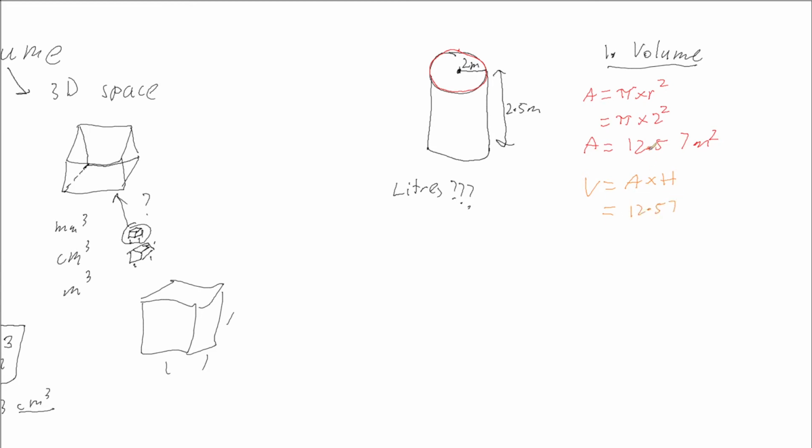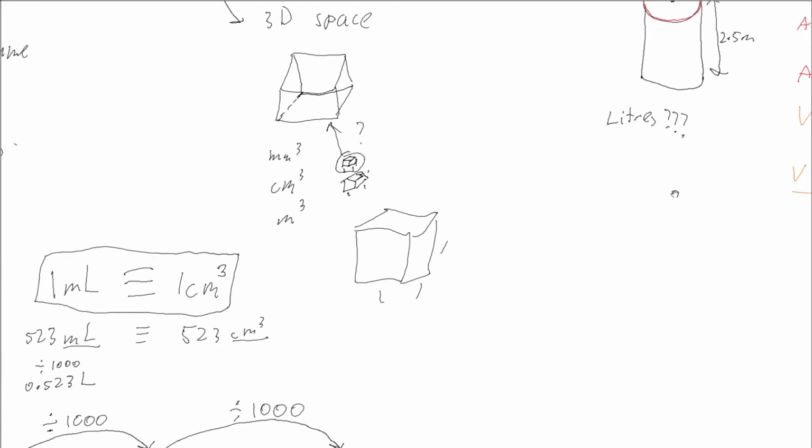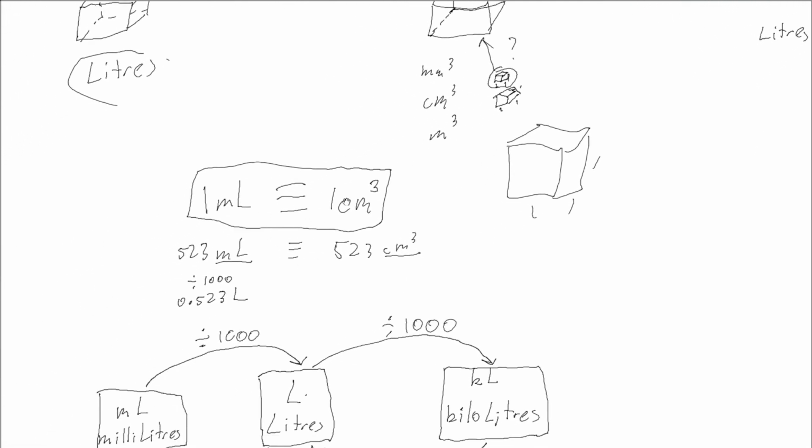So that's going to give me 12.57. Should make that clear, it's a decimal point there. Multiplied by the height of my cylinder, my tank, which is 2.5. And that's going to give me a grand total volume of 31.42 meters cubed. But I've got my volume in meters cubed, and I told you that the direct conversion was for centimeters cubed between capacity and volume.